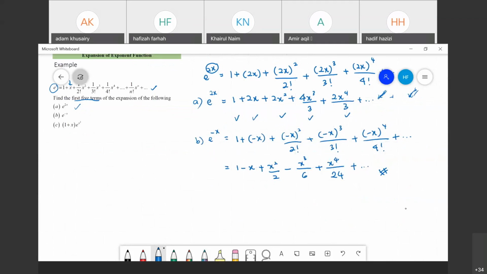Okay, let's say this question is not e to the power of x, it is 1 plus x times e to the power of negative x. So what is the solution for this? How to solve this equation? We have the expansion of e to the power of minus x given like this. So how to find the expansion of 1 plus x times e to the power of minus x? Do you have any idea?